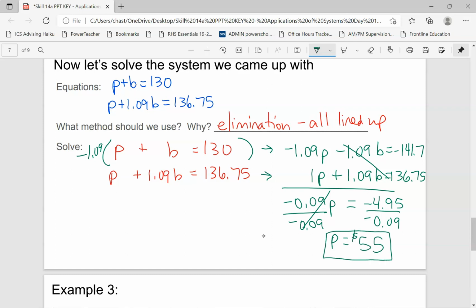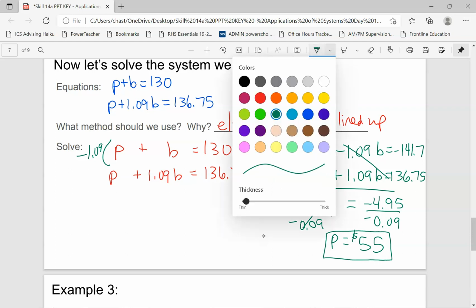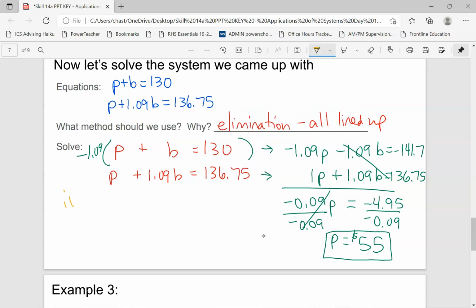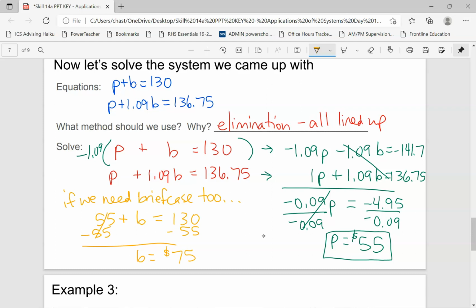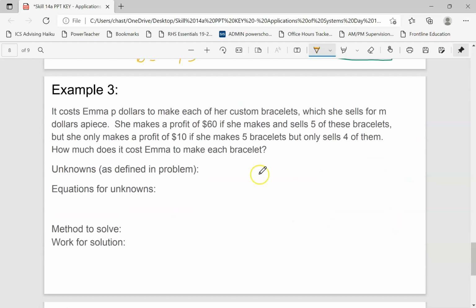So pants cost $55. Now, what if we wanted to also find the price of the briefcase? If we need to know that too, we just take our 55 plus our briefcase cost, which is 130. Subtract 55 from both sides, and we get $75 for the briefcase. Okay? All right, so now we have that solved, and $55 actually answers this question. Let's try another one here.